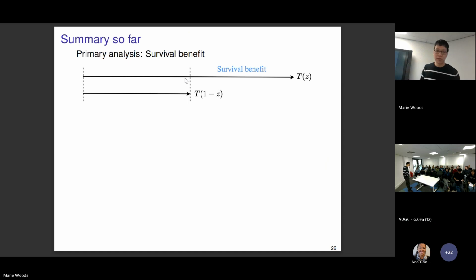So this is just our summary so far, and this is how we would propose to approach this kind of problem. Of course, the primary analysis will always be survival benefit, right? So these are the two survival curves. Under treatment Z, let's say you survive to this point, T_Z, and under treatment 1 minus Z, you survive to T_{1-Z}. The difference between them will be the survival benefit. So how many months or years do you survive under treatment Z?